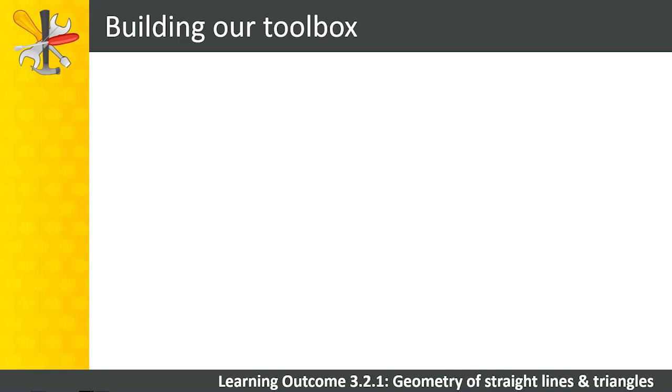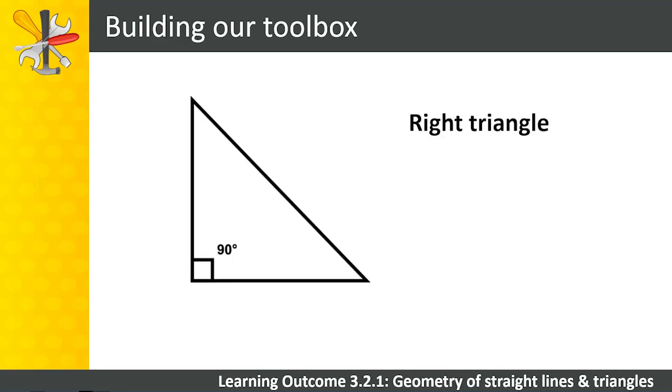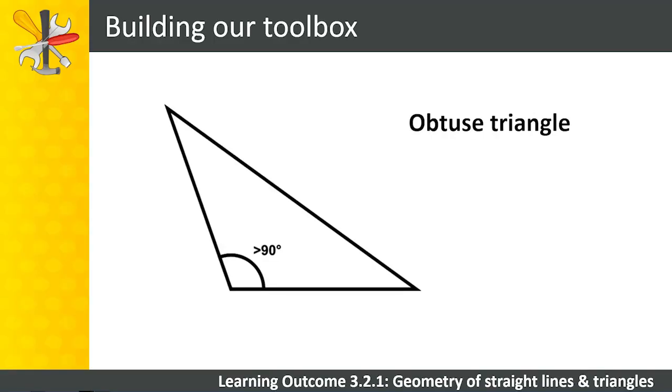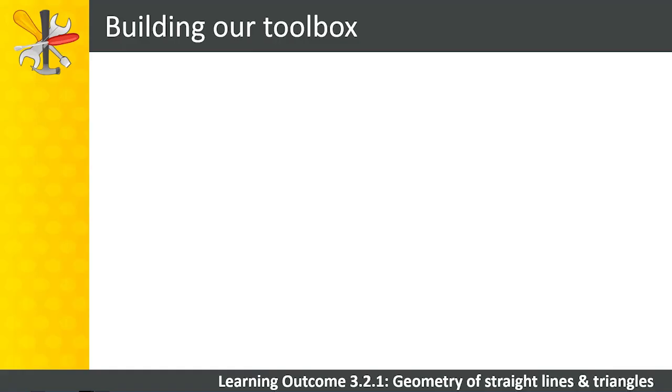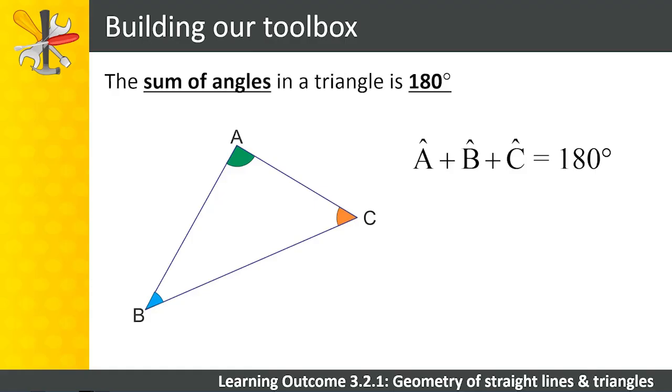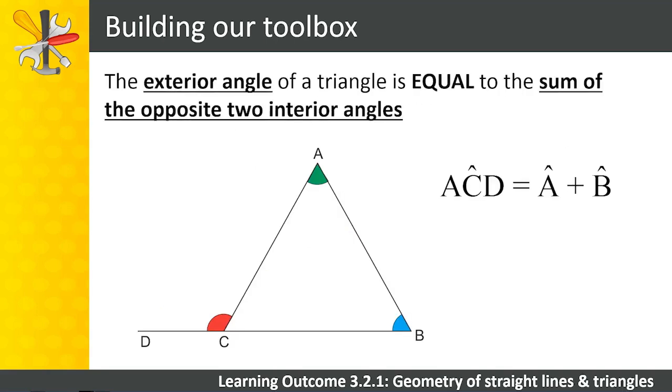We can also classify triangles as follows. A right-angled triangle has one angle equal to 90 degrees. An obtuse-angled triangle has one obtuse angle. An acute-angled triangle is a triangle with all three angles acute. Students also need to know these facts about triangles. The sum of the angles of a triangle is always 180 degrees, and the exterior angle of a triangle is equal to the sum of the opposite two interior angles. We will now watch a video with some triangle tips.